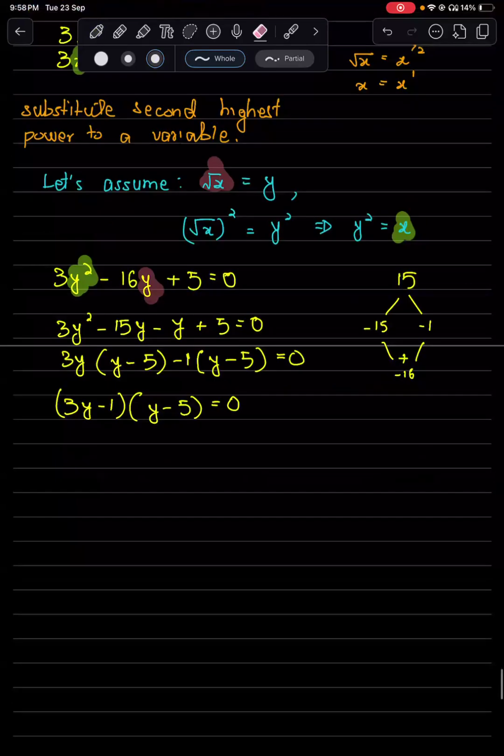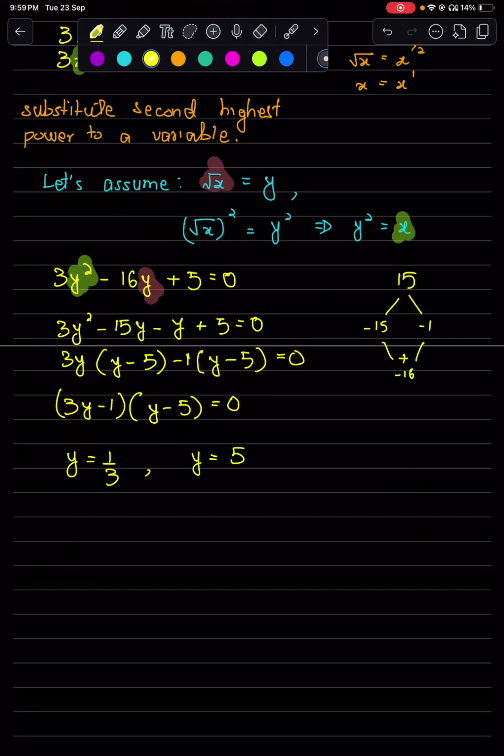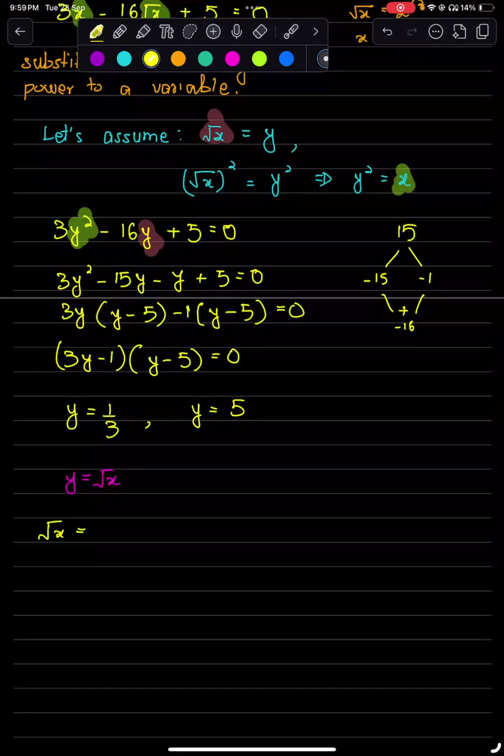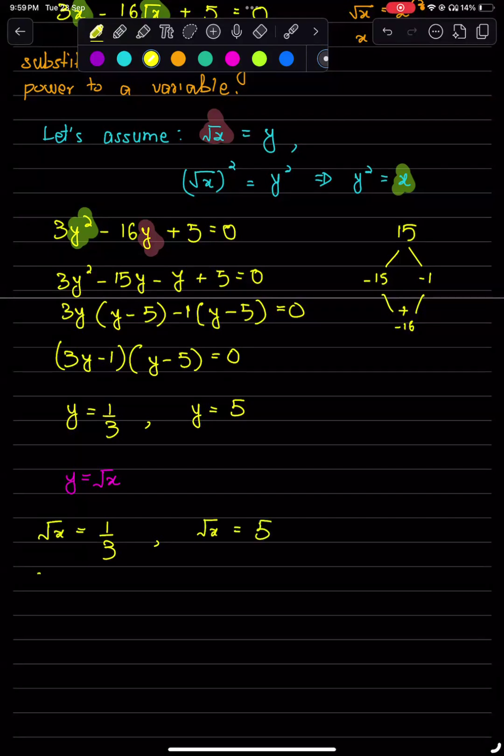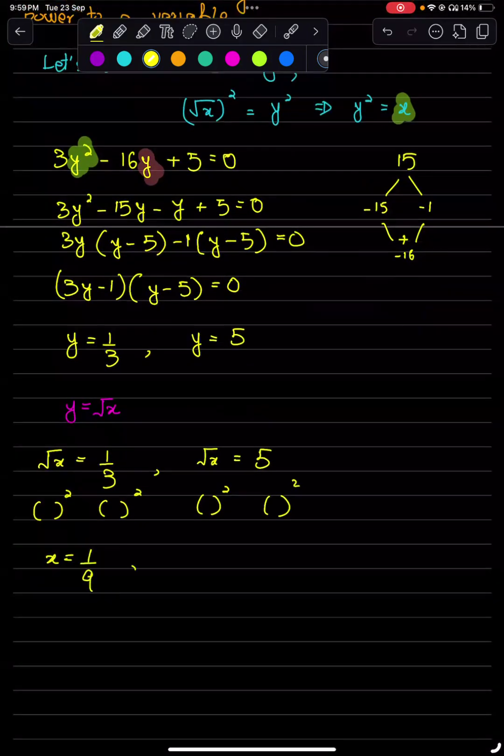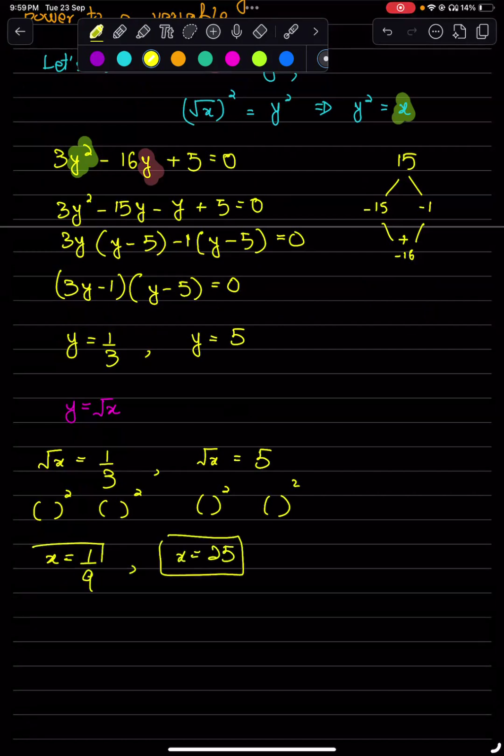Y is equal to 1 over 3. Y is equal to 5. But my y was actually equal to root of x, right? Making sense? So root of x is equal to 1 over 3, or root of x is equal to 5. Taking square on both sides to find the value of x, we get 1 over 9 and 25. So that's the answer. All good?